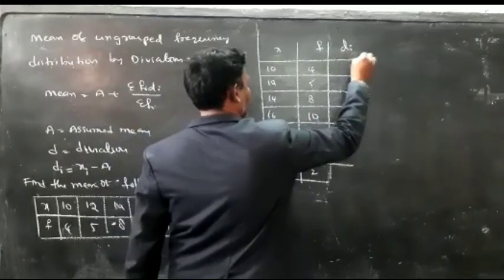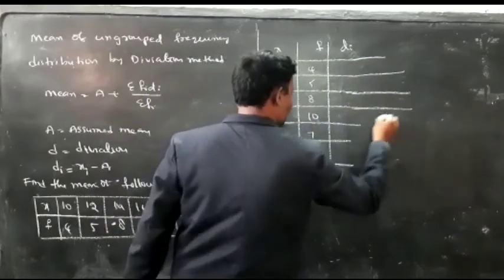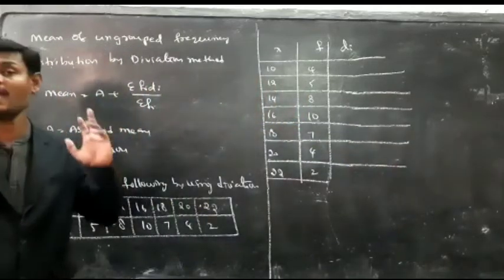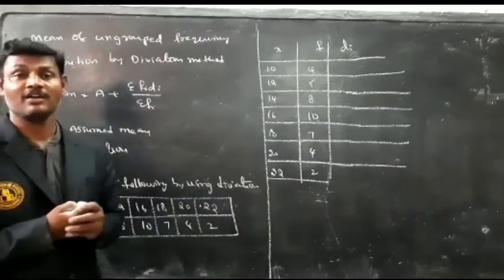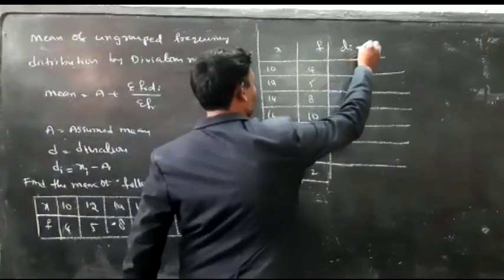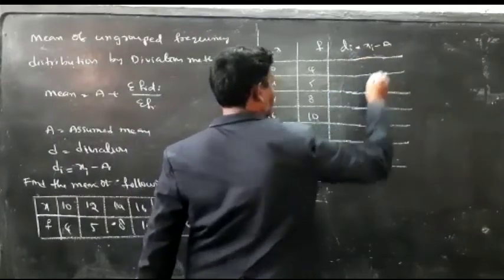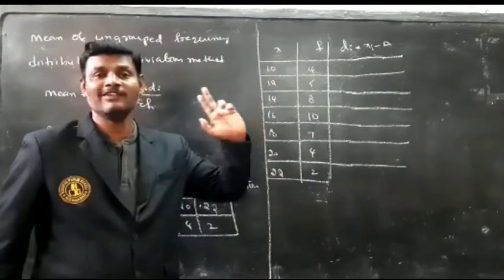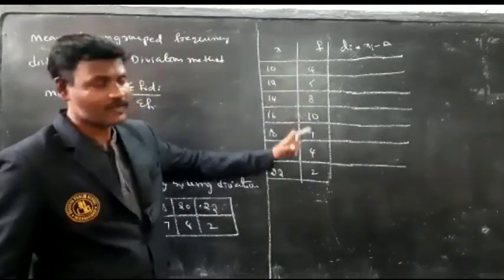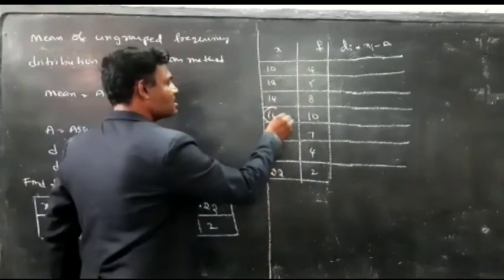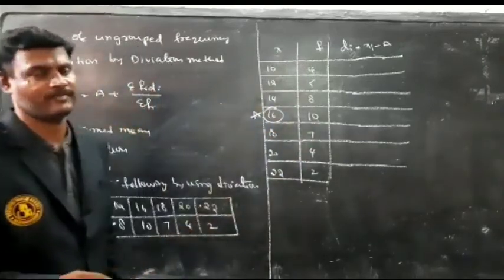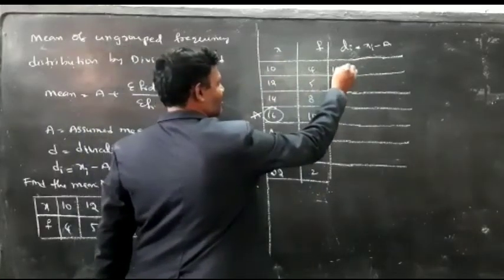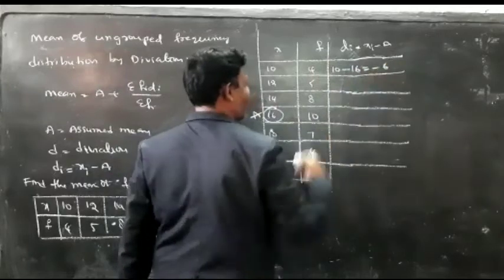Next, I need di, which means deviation. To find the value of d, from the observations you have to take any one as assumed mean. The formula is d equals xi minus A. What is the highest frequency here? 10. So I am taking 16 as assumed mean. Then what is d? xi minus A. 10 minus 16 is minus 6.